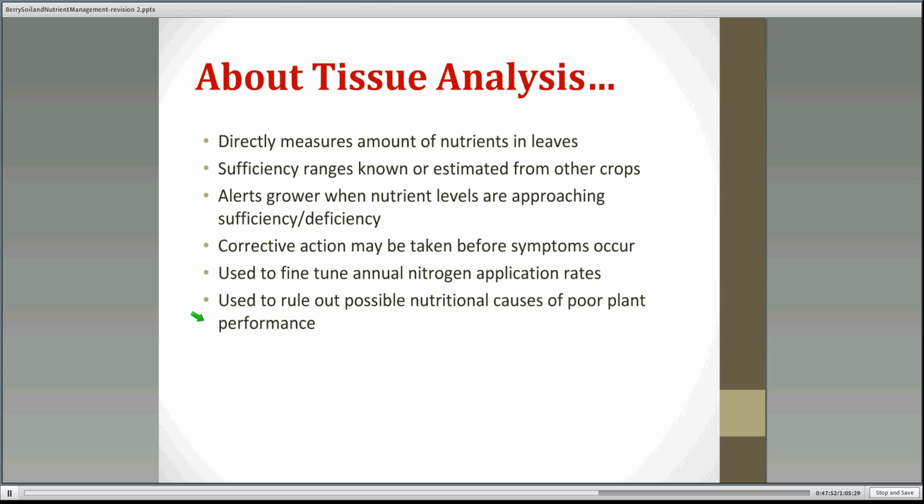And now Cathy's going to talk about the Cornell tissue analysis, just tissue analysis in general.